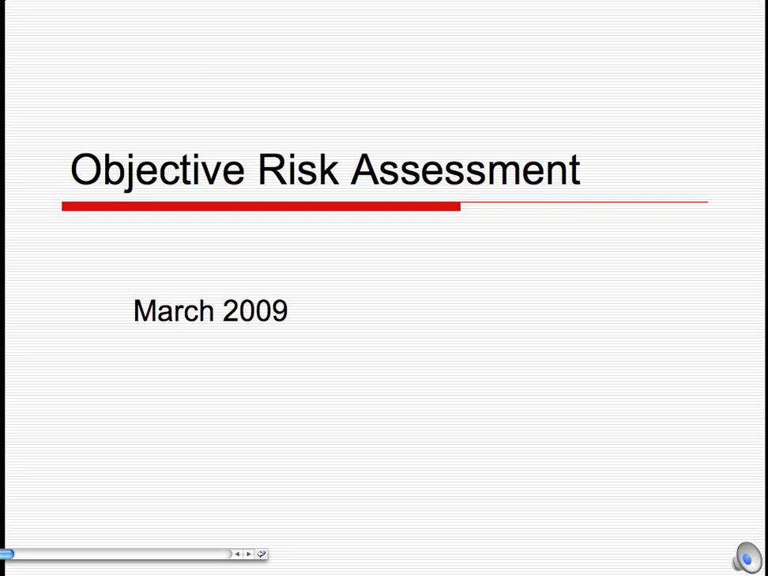This presentation is on using objective risk analysis to determine the risks associated with subjects being late to work. This presentation will use probabilities to determine which risks should be focused on to prevent the subjects from being late to work.